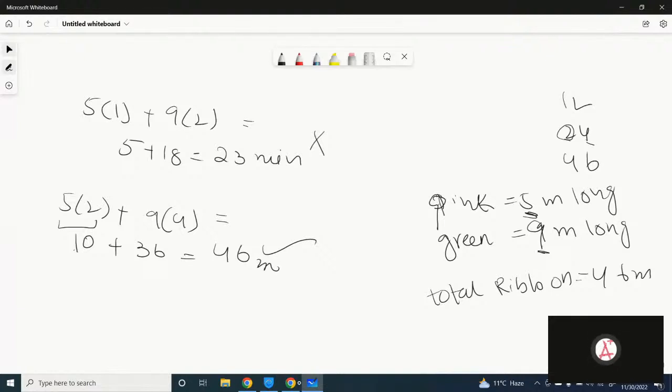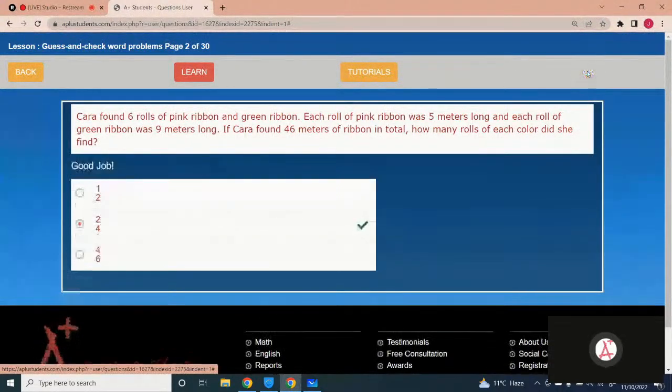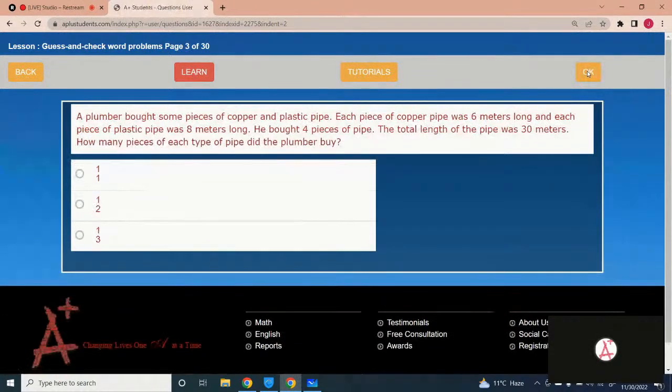That means you have 2 of the pink rolls and 4 of the green rolls, and together the length they make is 46 meters. Got it? So the second option is the correct one. Just select the correct option, then click on the OK button. Got it, everyone? Okay, let me just move on to the next one.